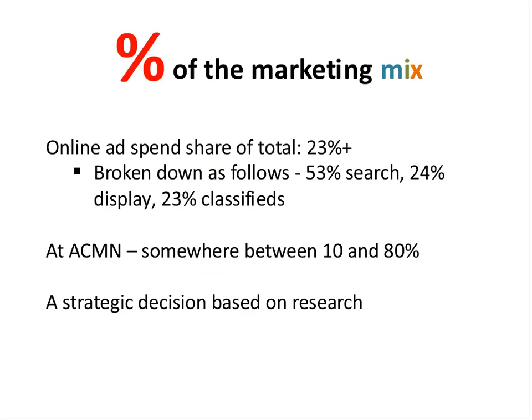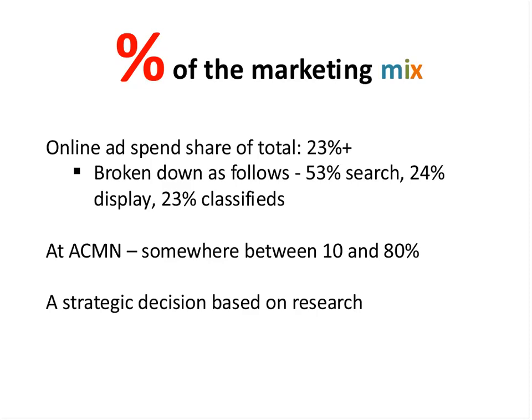Now, thinking about the marketing mix. If 23% of the ad budgets are being spent online, how much should we spend in the arts? The decision really depends on a number of factors. The typical breakdown for all companies is 53% of that budget might be spent on search, 24% on display, and 23% on classifieds. Now, for us, classified advertising, that's not really our game.